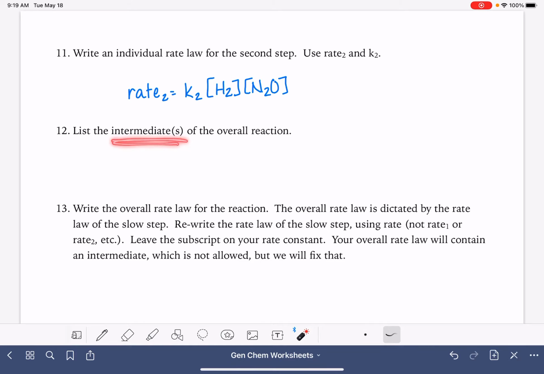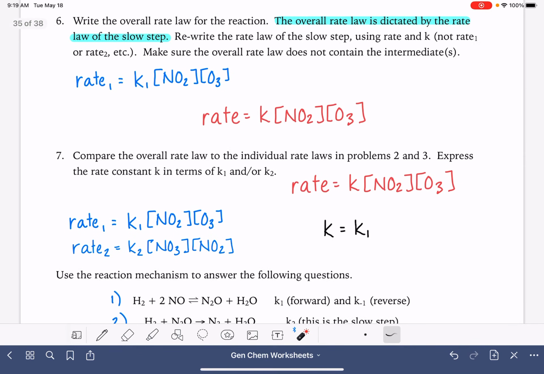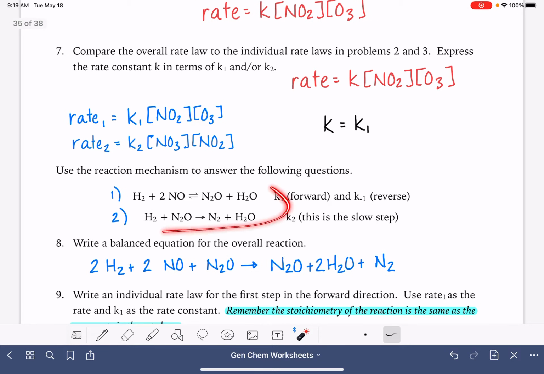Our next task is to find the intermediates of the overall reaction. Remember, the intermediates are things that are present in the elementary step but not present in the overall reaction. So we're going to go back to our elementary steps, which are right here, and our overall reaction, which is right here. And what we're going to do is go through everything in these elementary steps and check to see if we can find them in the overall reaction. So we have H2, which is in the overall reaction. We have NO in the overall reaction.